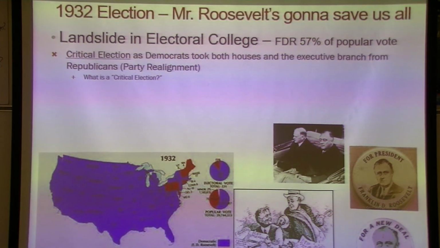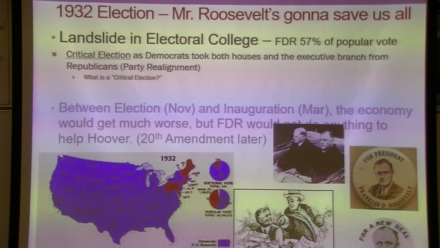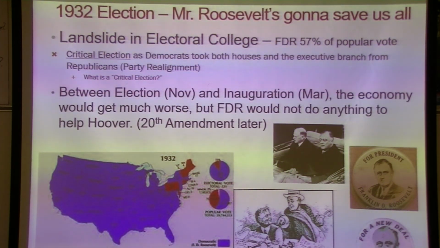In 1860, we had a critical election. We went from Democrats to Republicans with Abraham Lincoln leading the way. The third critical election was in 1800, when we will go from John Adams and the Federalists to President Jefferson and the Democratic Republicans.